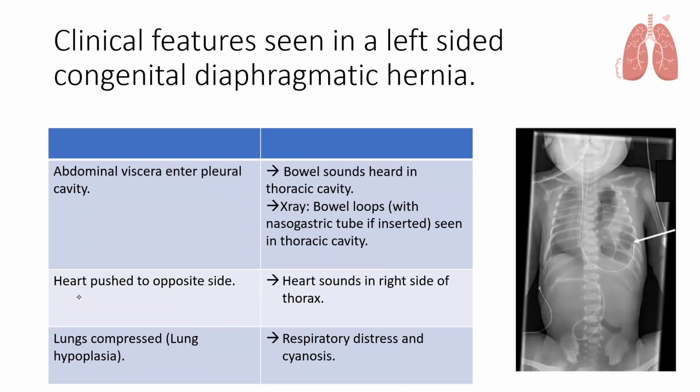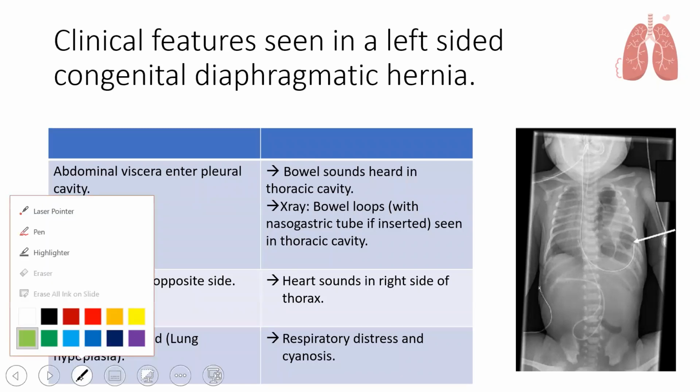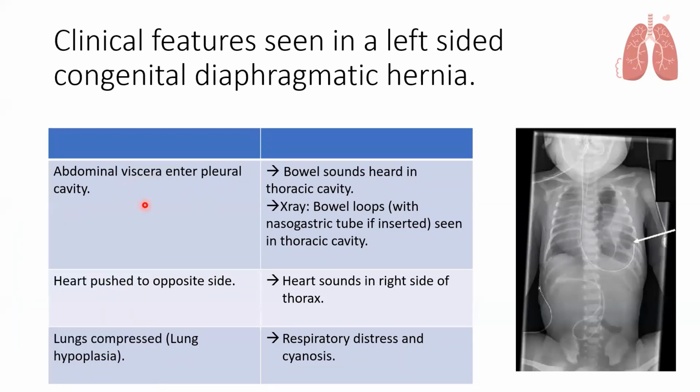So if you look at the clinical features, what happens is abdominal viscera enters the pleural cavity. So the bowel sounds can be heard in the thoracic cavity. This X-ray shows a child with left-sided congenital diaphragmatic hernia. So these are bowel loops, right? Bowel loops can be seen in the thoracic cavity.